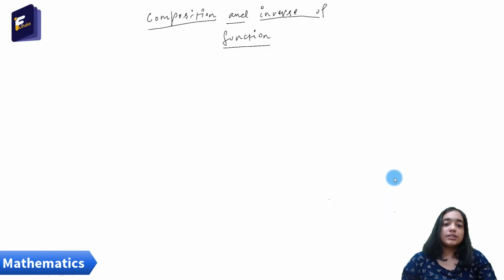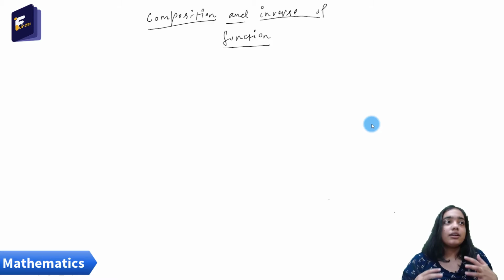In our last maths class, we learned how to draw the graph of a function. We also learned to distinguish between the graph of a function and a graph which is not the graph of a function. In today's class, we are going to learn about composition of a function and inverse of a function. So, what is composition of a function?